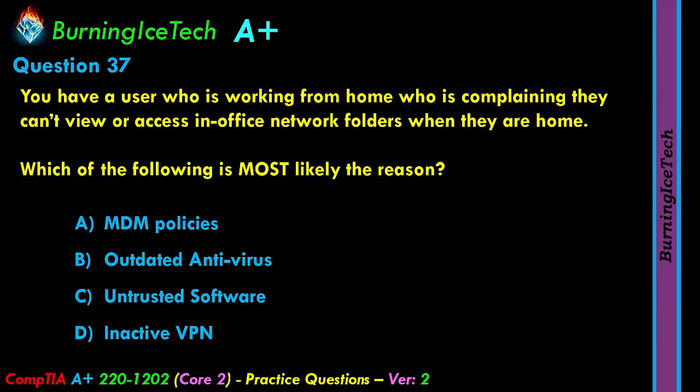So if we look at answer B, outdated antivirus. Antivirus is just to scan for malware like viruses. Does this have to do with accessing stuff at the office when at home? If you had a virus on your machine, then obviously that would not work when you were at the office as well. So antivirus, very, very unrelated to this question. C, untrusted software. Nowhere here are we talking about software, guys. So by process of elimination, the only answer that's left here is D, inactive VPN.